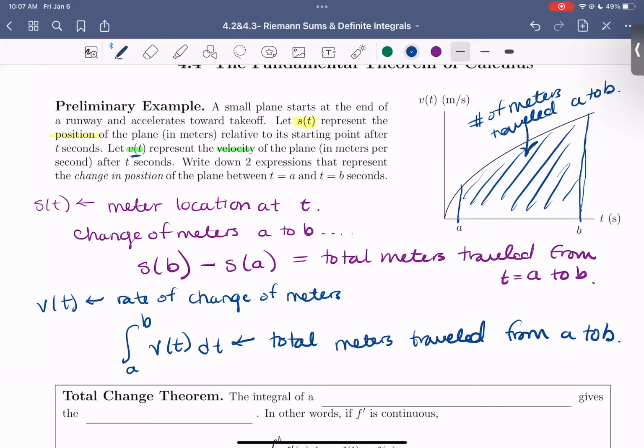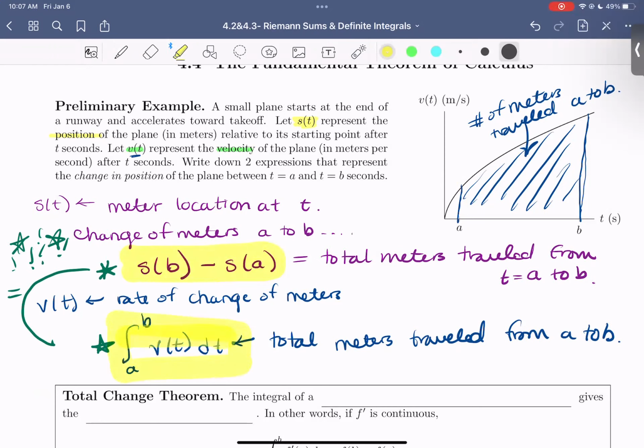So we just came up with two expressions for the same thing. So that means these two expressions are equal. Whoa. Those are exclamation points. This is exactly what the fundamental theorem of calculus will be telling us. And we're going to make that a little formal in this next box.